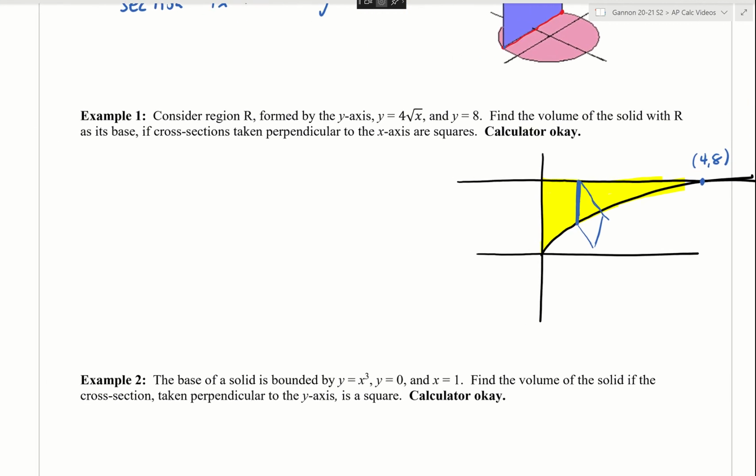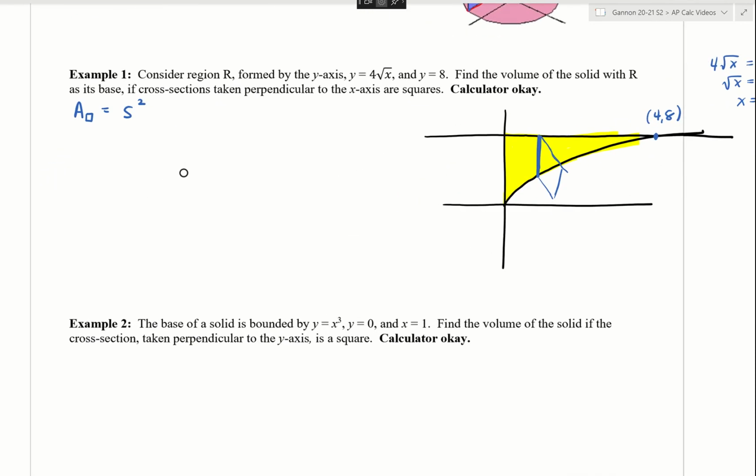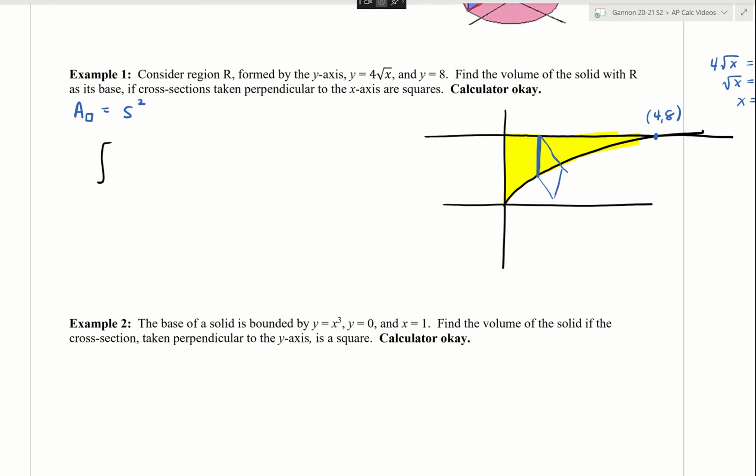All right, now the formula for area of a square is side squared. So the area of the cross section is what we're going to use in the integral. So when we set up the integral, it's in terms of x, again because we're perpendicular to the x-axis. Our limits of integration are going to go from 0 to 4 because that is the x coordinate of our intersection point.